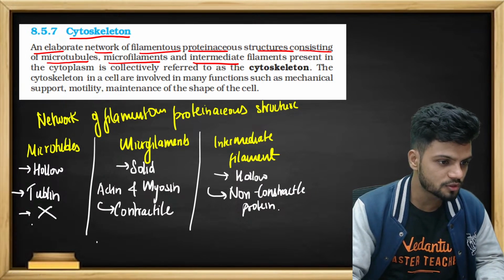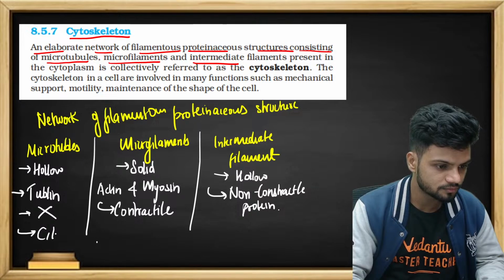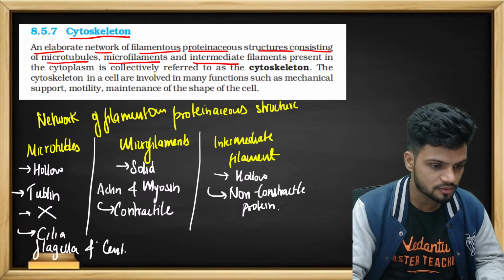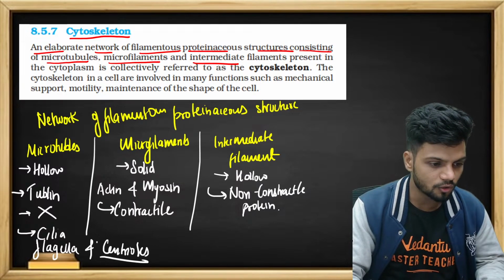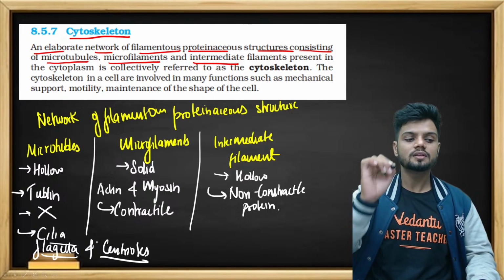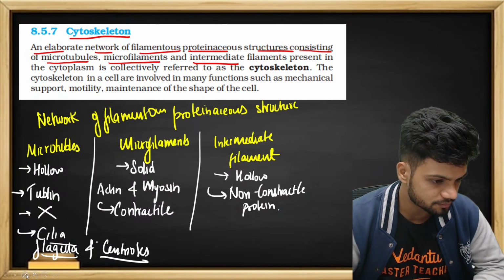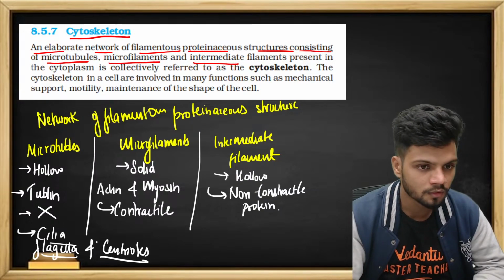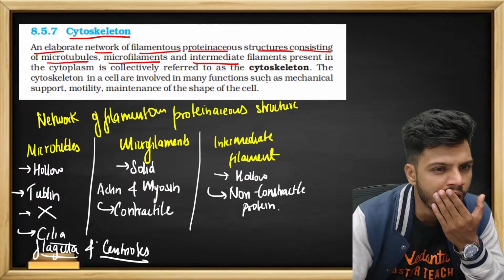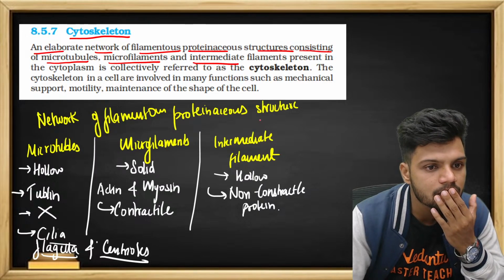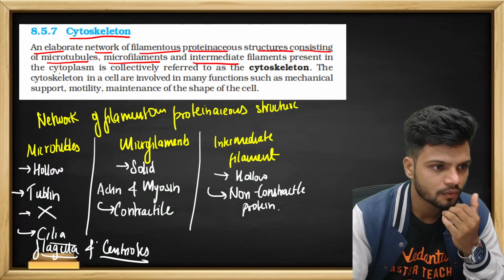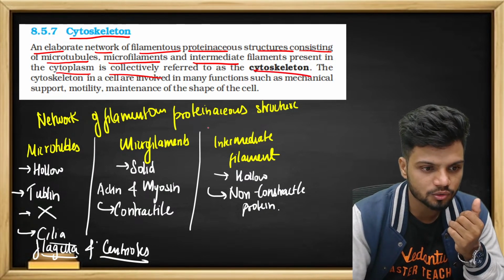So where do you find microtubules? Microtubules are found in cilia, flagella and centrioles. So centrioles, flagella, cilia, everything is made up of microtubule. Filaments and microtubules in collective are referred to as cytoskeleton. All 3 together are called cytoskeleton.